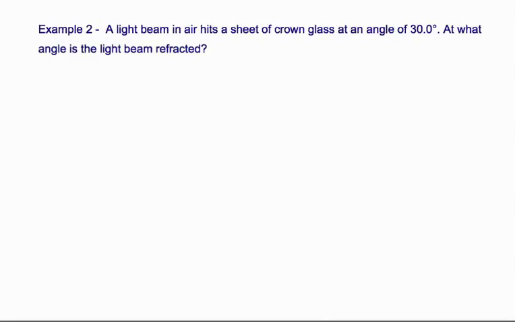With this example, we're going to use Snell's law. It's a really important law when we talk about optics, so please make sure you practice this and that you understand it. And the biggest trick to this is realizing what's incident and what's refracting. So in this case, we have a light beam in air going into crown glass. So your incidence material is air, and your refraction material is glass. Just to keep that straight in your head.